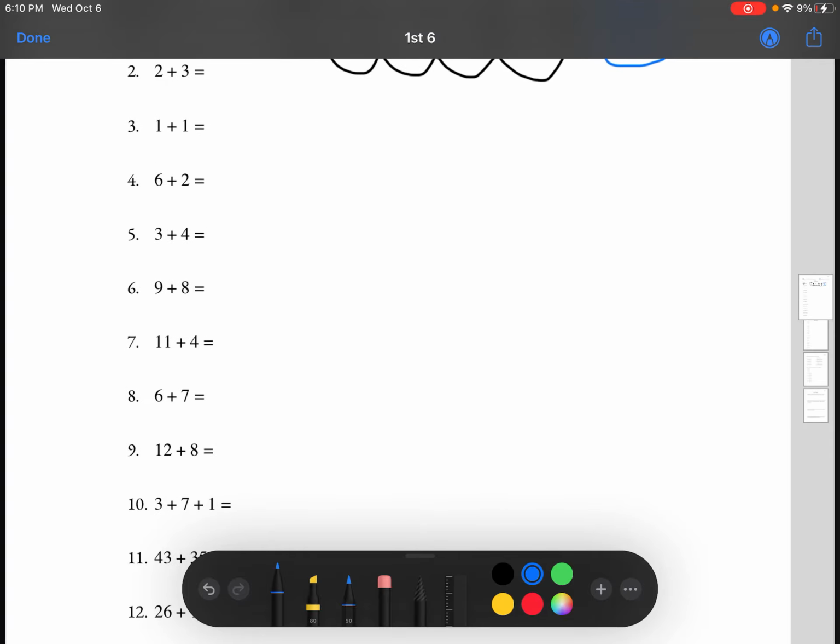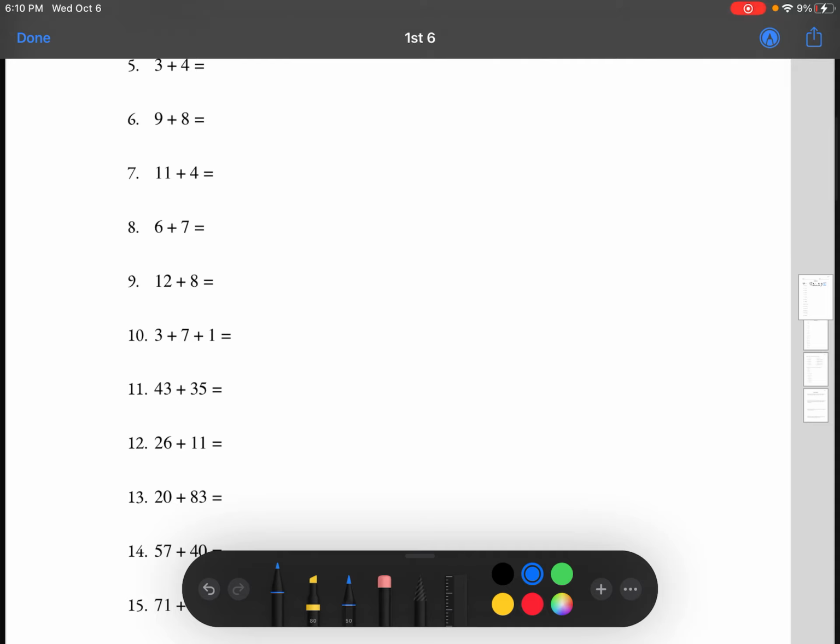Next we will do number 11. 43 plus 35. For this we can use the vertical method. And first we can do 3 plus 5, which is 8. And then we can do 4 plus 3, which is 7. So the answer to number 11 is 78.